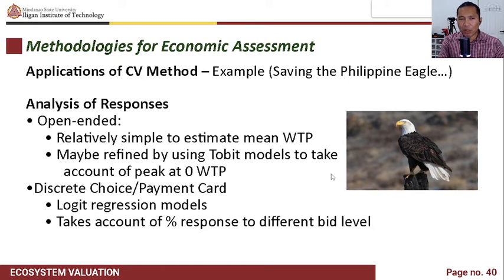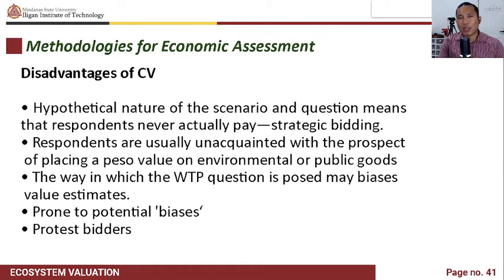For the logistic regression models, logit regressions, it's because it's only yes or no, right? For example, if they're willing to pay, then that would be explained by the different factors. Since it's just a yes or no, you can actually have the logit regression, and it takes account of the percentage of response to different bid levels. Again, this can be easily done in a statistical package.